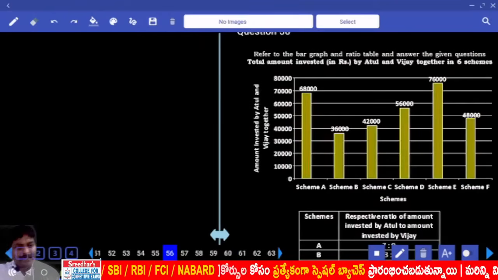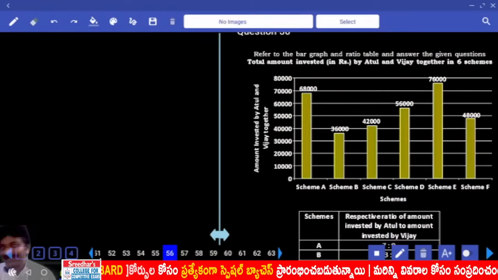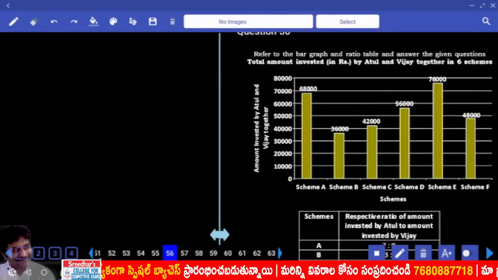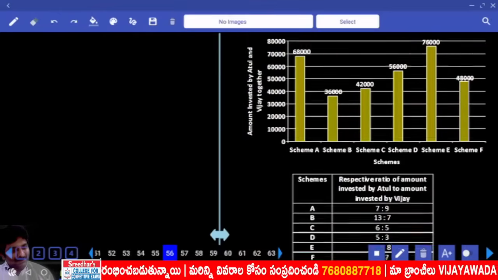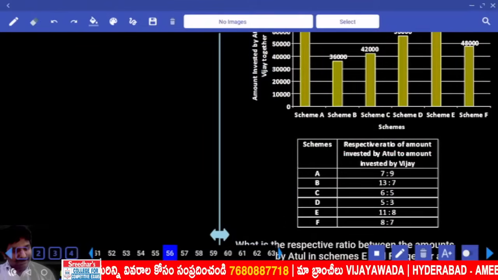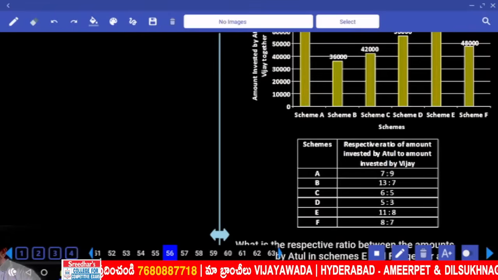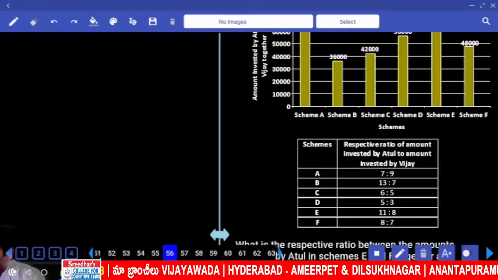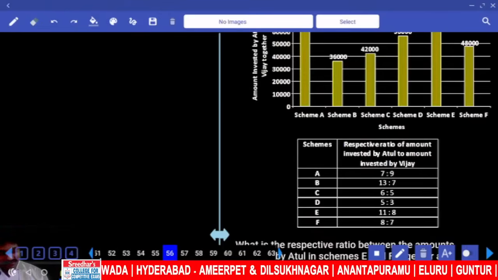The amount invested by Atul and Vijay together in 6 schemes. Respective ratio of investment made by them, and there are 6 schemes, right? Here also, let us not try to prepare the table. Let's see if we can do it or not. If it is really required, then we will do the table well.